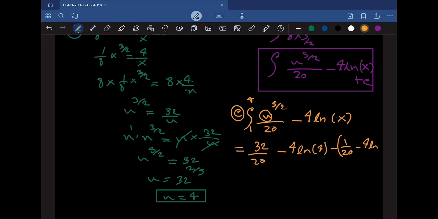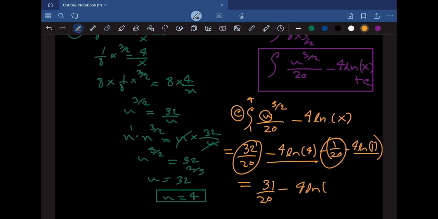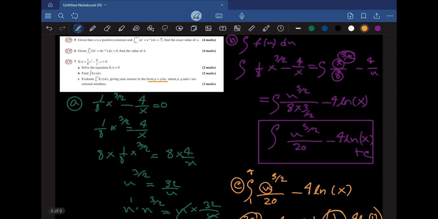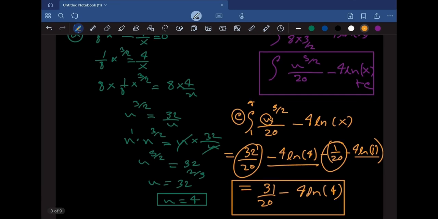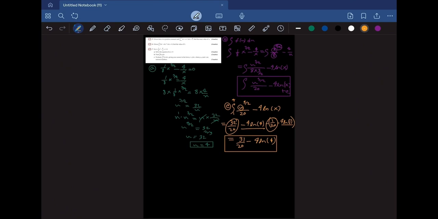minus 4 ln 1, and we know ln 1 is equal to 0. So when we multiply 0 into 4, it becomes only 0. So we are only left with 32 by 20 minus this 1 by 20. So it will become 31 by 20 minus 4 ln 4. So we have made this answer in the p plus q ln r form. Okay, we have done it in the ln r form. So we are basically done with this one, all the difficult questions.